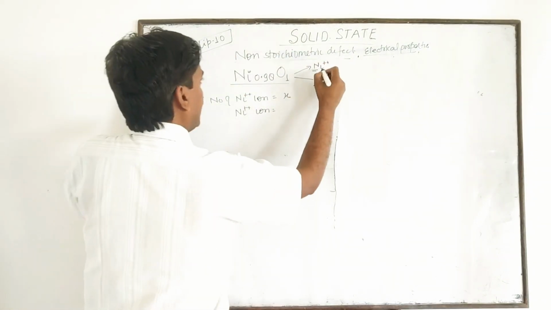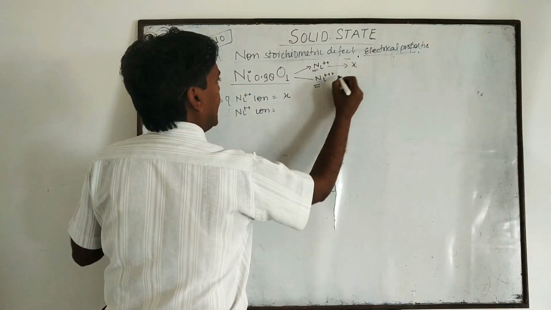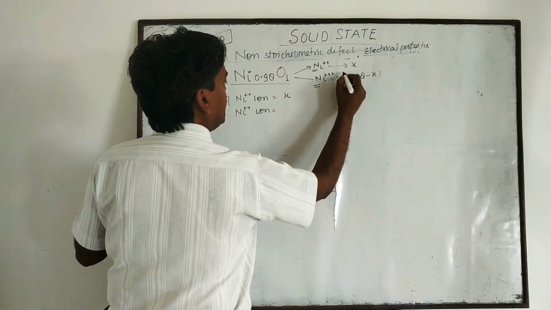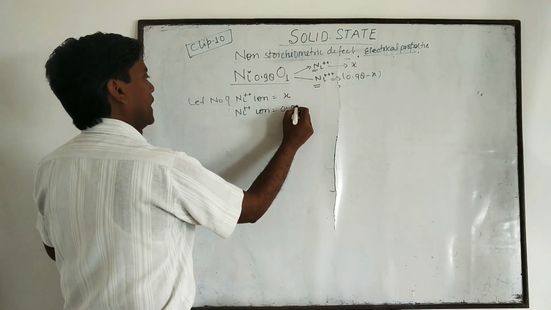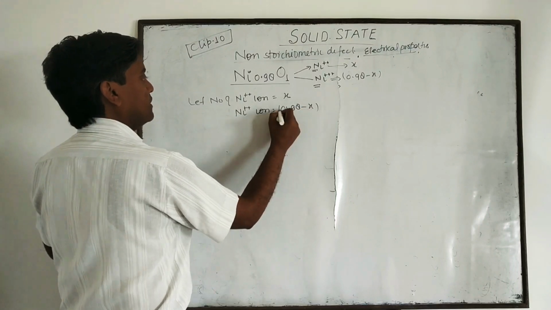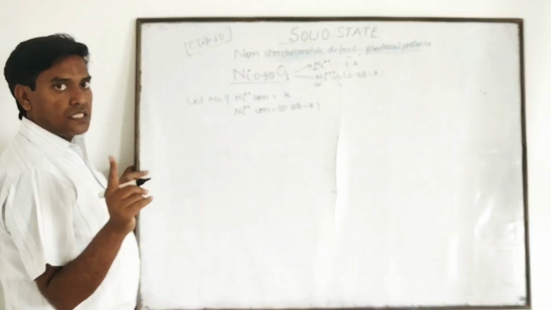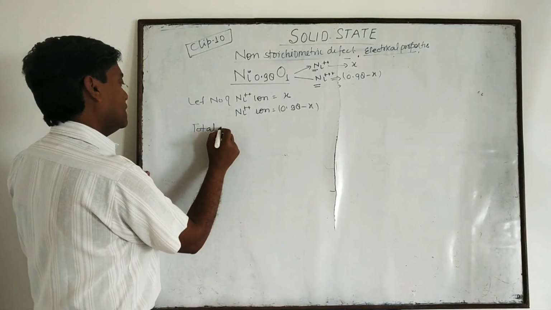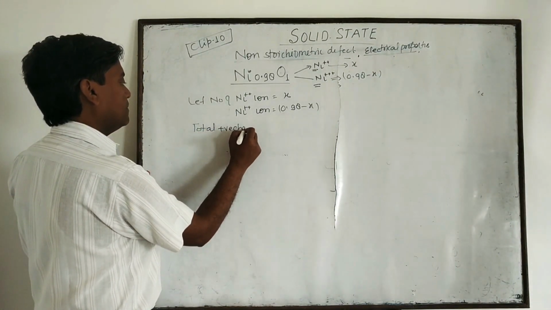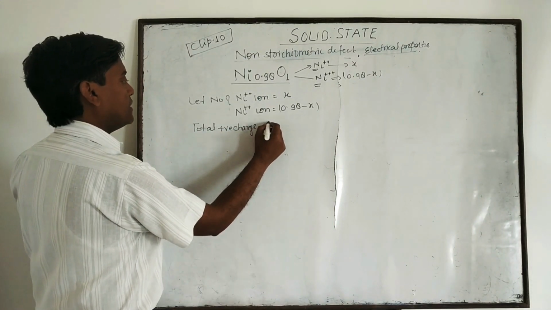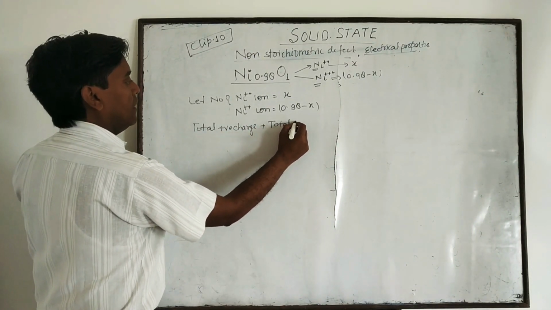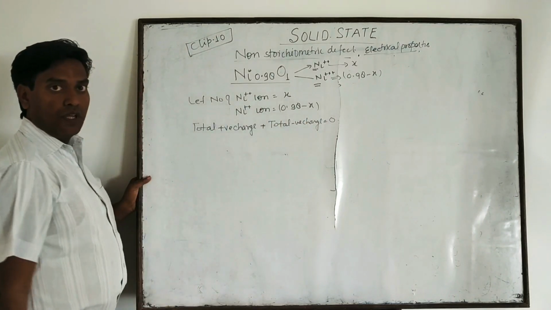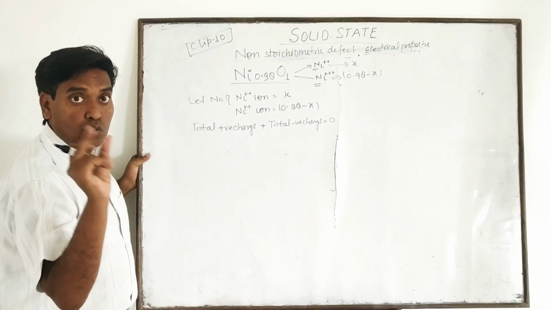0.98. If Ni2+ is considered as x, then Ni3+ will be 0.98 minus x. Now, according to the concept of neutrality, total positive charge plus total negative charge is equal to 0. Now I am going to find the total positive charge.